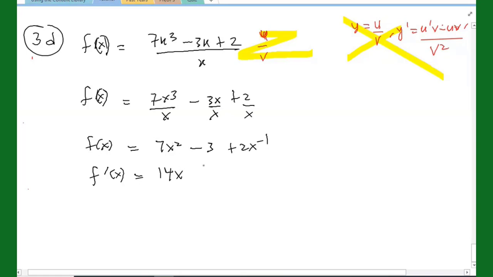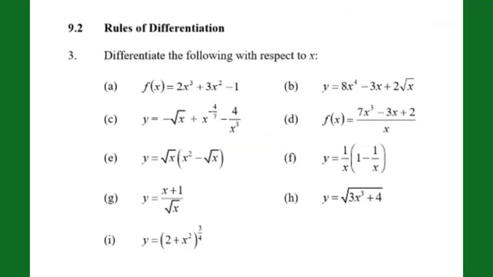This one right, and this one is 0, constant. And for this one, bring negative 1. Okay, so the negative 2 x minus 1, minus 1 is equal to negative 2. Then we get 14x minus 2 over x squared. Done for 3D.